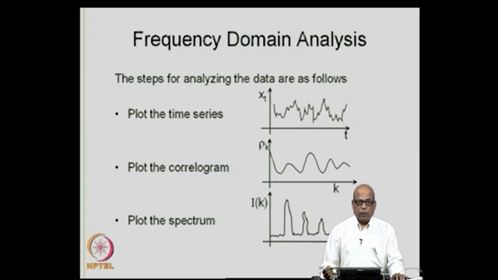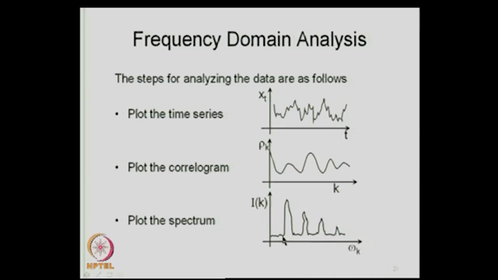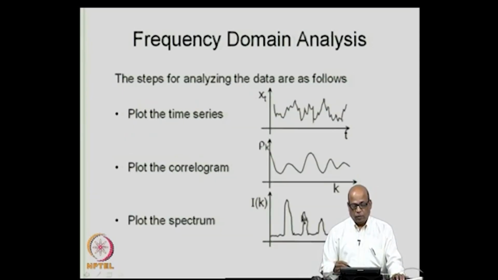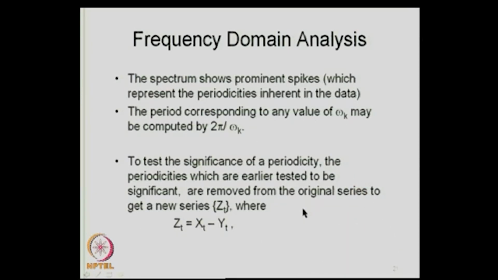To identify the periodicities, we then plot the spectrum, either the line spectrum or the power spectrum, or the smoothed spectrum, and identify these periodicities. We also check which of these periodicities that we have identified are in fact significant, so that you can use them in your models. The spectrum, as we showed just now, shows several prominent spikes like this, which indicate that there are periodicities inherent in the data.